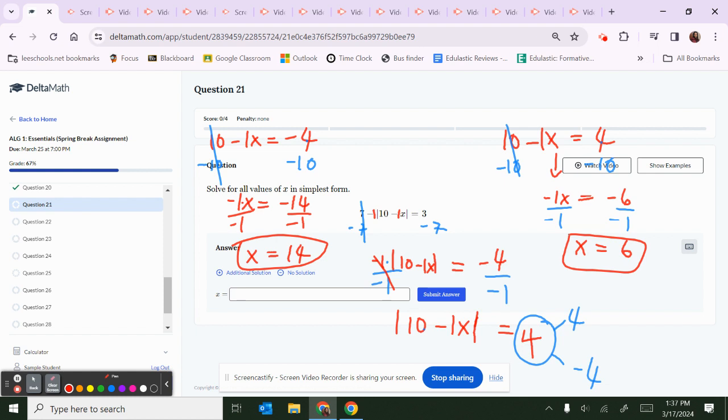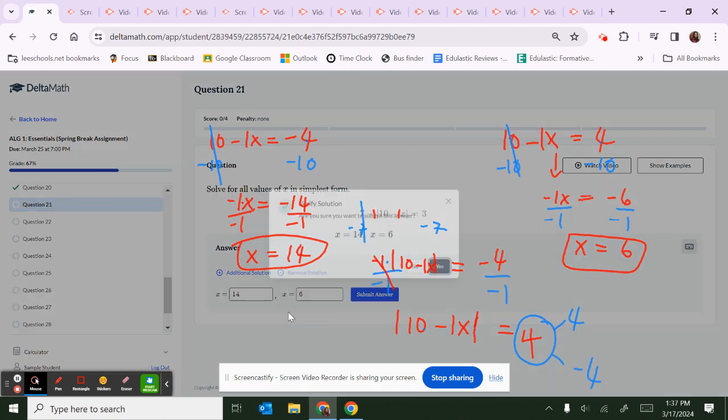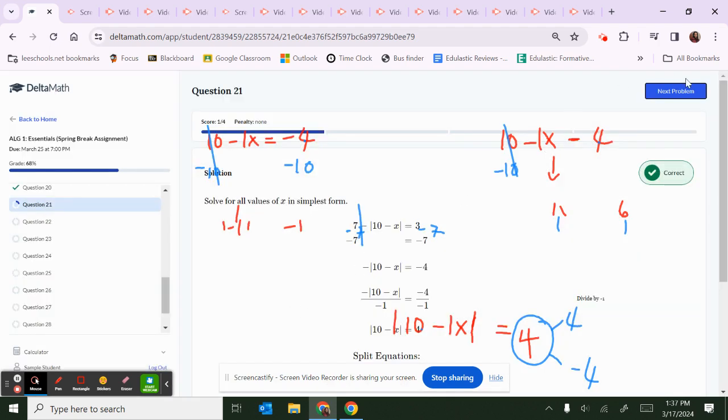All I would type in is just the number. You do not have to type the x equal because they already typed it for you. So 14 and 6, just like that.